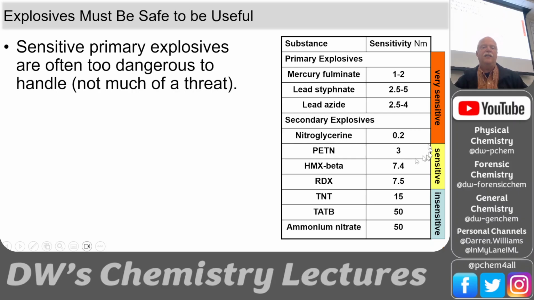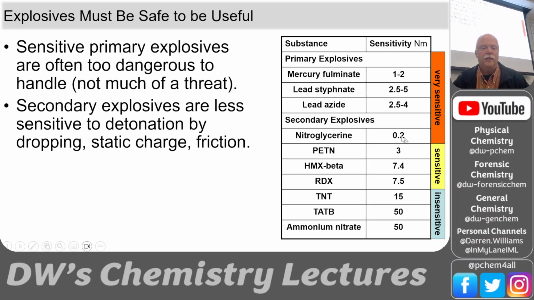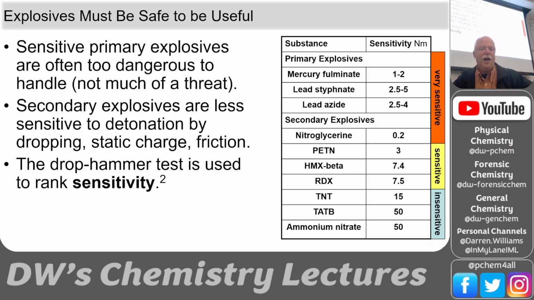Now, if you mixed it with diatomaceous earth to stabilize it, then you'd have dynamite, and so it would be less sensitive. That's the reason why you would mix it with diatomaceous earth, to make it not very sensitive, moving it into the less sensitive category. Secondary explosives are less sensitive to detonation by dropping or static charge and so on. And this drop hammer test is used to rank sensitivity. That's what these numbers come from. These numbers come from the drop hammer test.